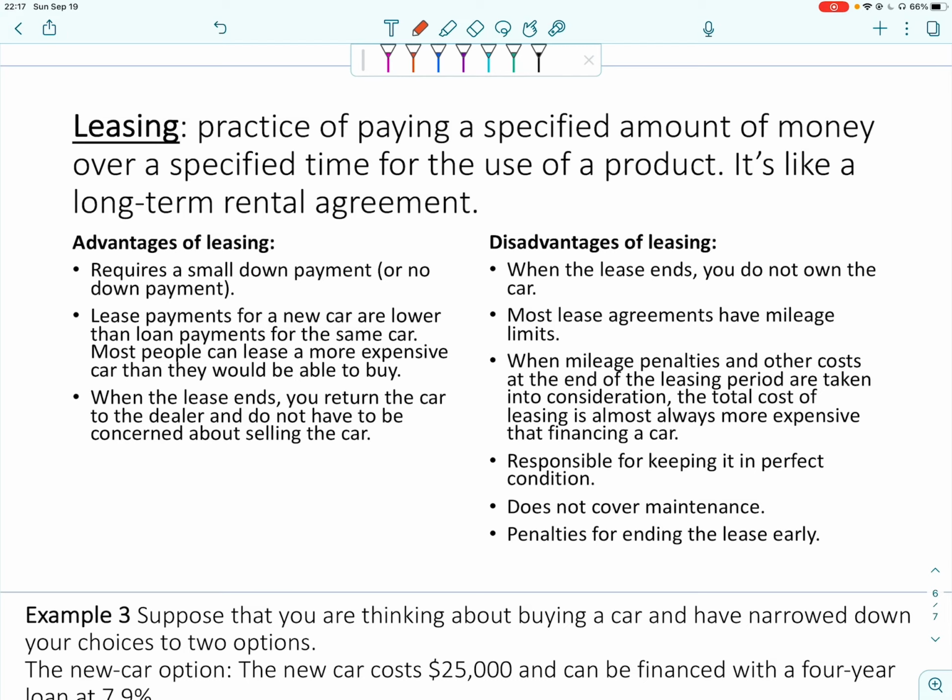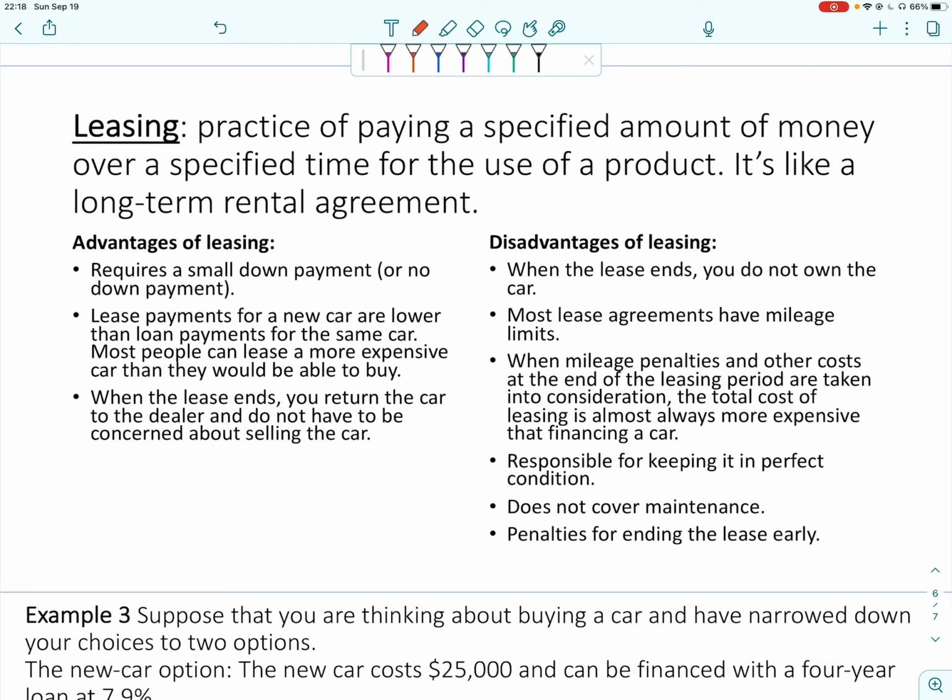Some advantages to leasing: it requires a small down payment or no down payment. When you buy a car, it'll usually require a little bit more. The lease payments for a new car are lower than loan payments for the same car, so you pay less each month if you lease it than if you buy it. Most people can lease a more expensive car than they would be able to buy.